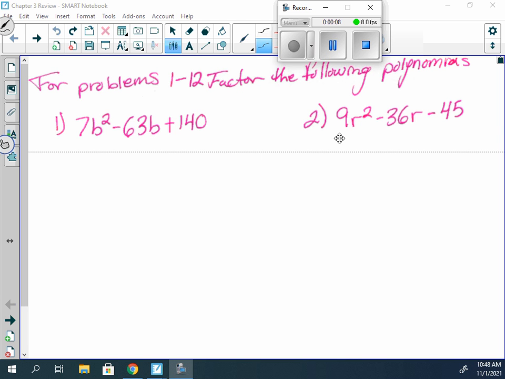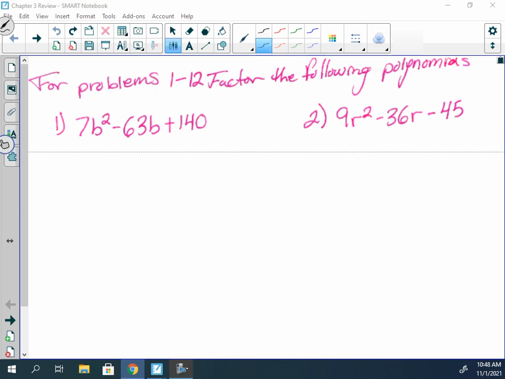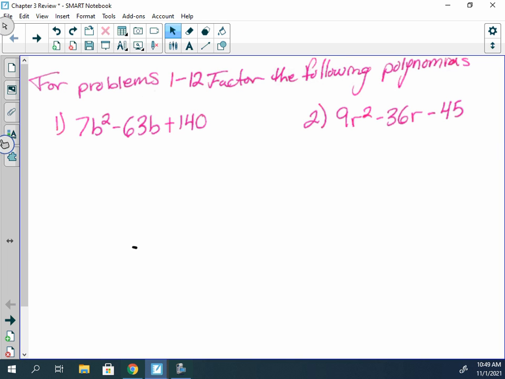So let's look at questions 1 through 12 first. Are there any questions on problems 1 or 2 that y'all want to look at? So what it wants us to do with these here, it wants us to factor them.